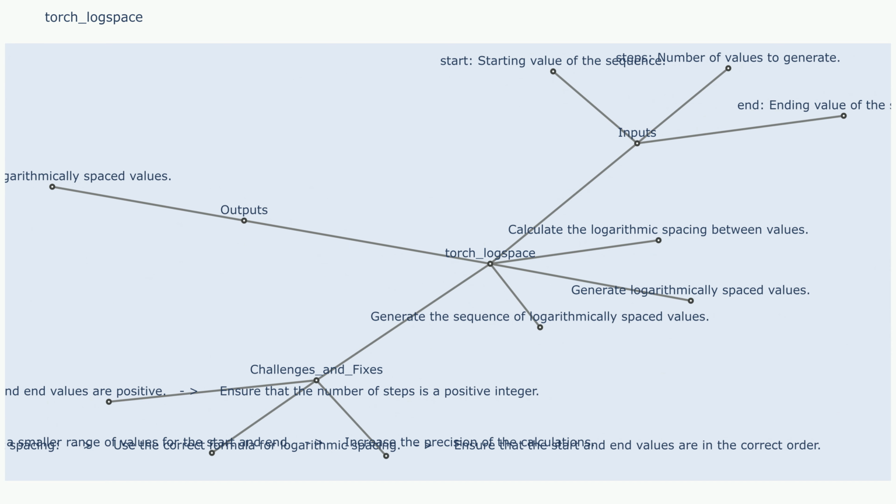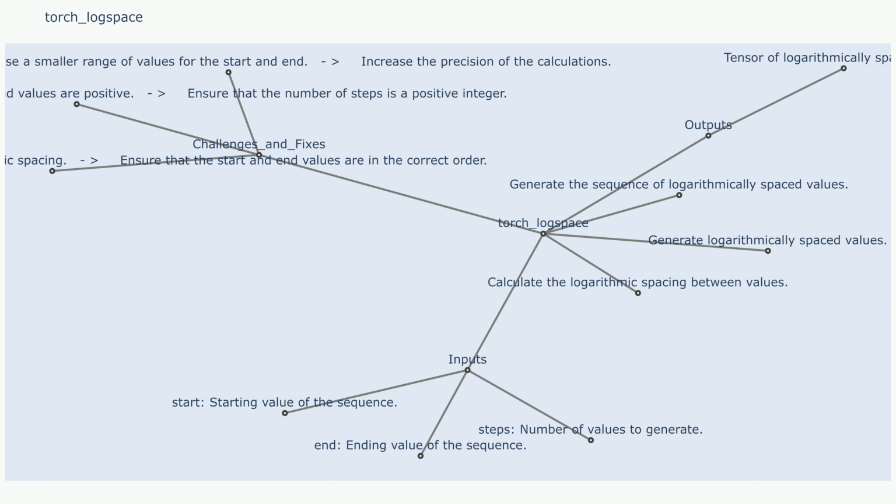Challenge 5: memory allocation issues. Sample use case attempting to allocate a tensor that exceeds available memory. Fixes: ensure that the device has sufficient memory to allocate the desired tensor.